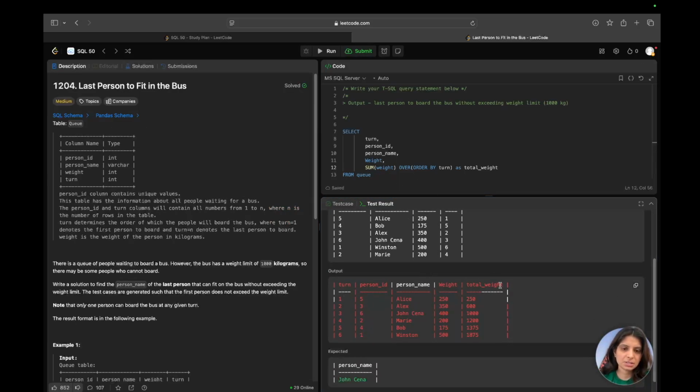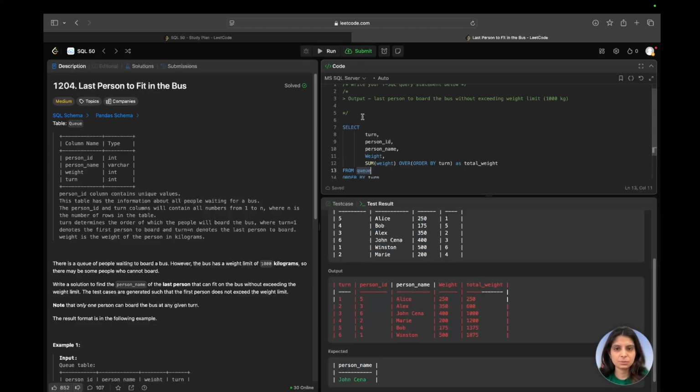So what we did here is we took the sum of weight, and for every row, this function works like a running sum. Because we are ordering by turn, first we have 250, then for the second turn it will sum 250 plus 350, which is 600, and then 600 plus 400, which is 1000. Now we know we have to stop at 3.